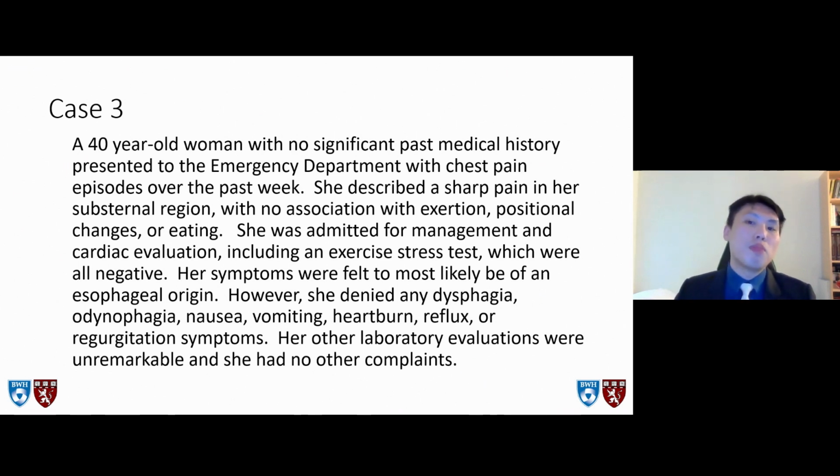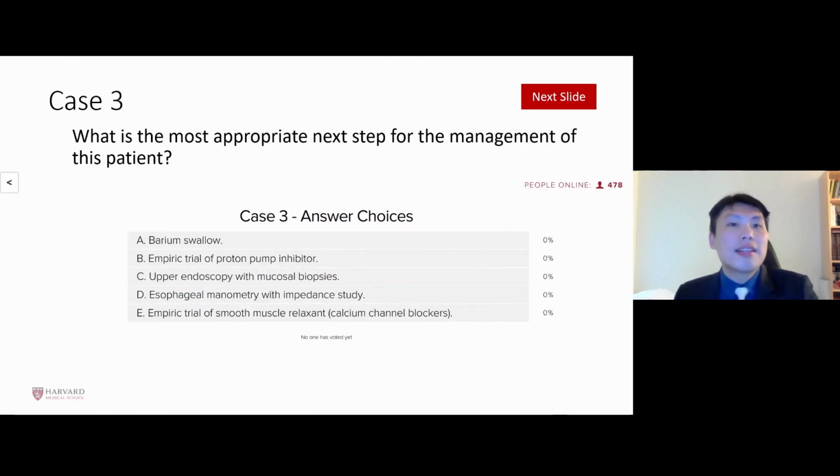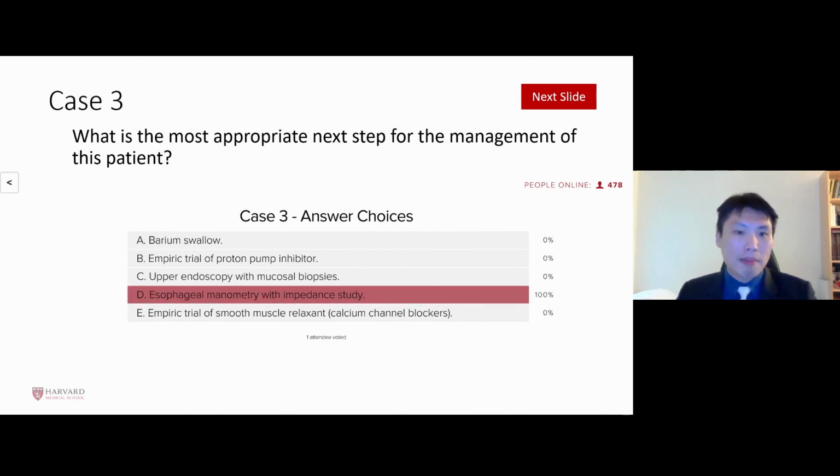Her symptoms were felt to be most likely of an esophageal origin, but she denied any dysphagia, odynophagia, nausea, vomiting, heartburn, reflux, or regurgitation symptoms, really just the pain. All lab evaluations are unremarkable, and she had no other complaints. So the question is, what is the most appropriate next step for management of this patient? Is it performing a barium swallow, starting empirically on the PPI, doing an upper endoscopy with mucosal biopsies, a manometry impedance study, or an empiric trial of a smooth muscle relaxant for spasms, such as a calcium channel blocker?